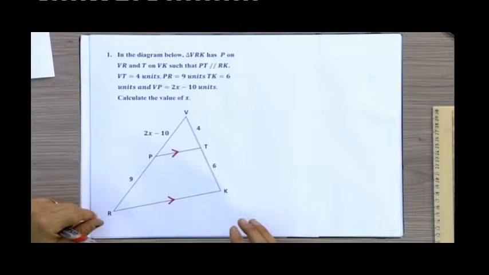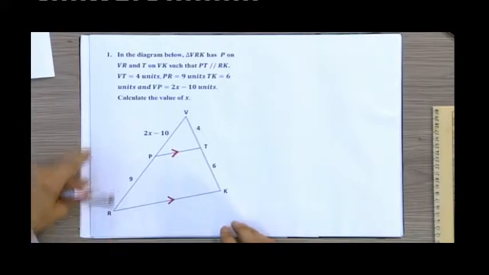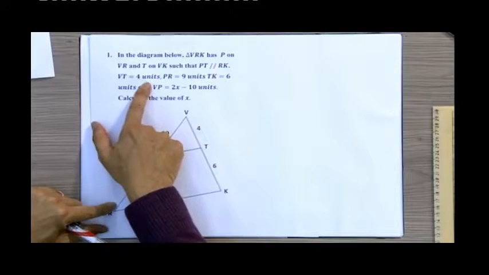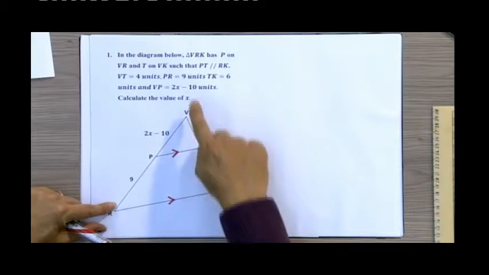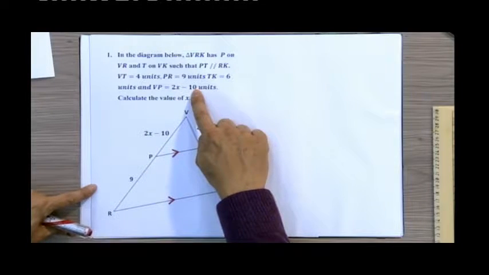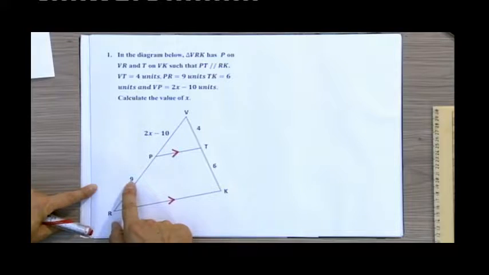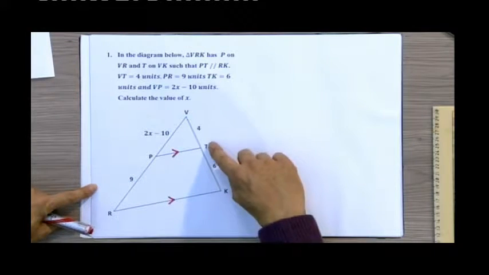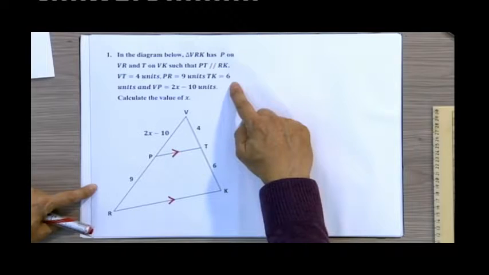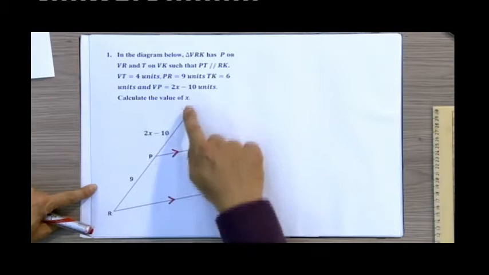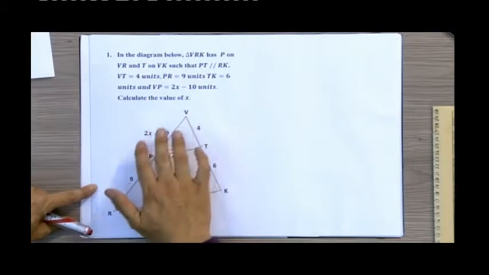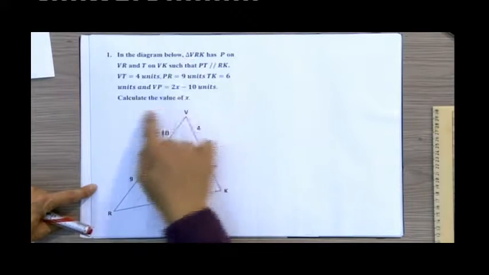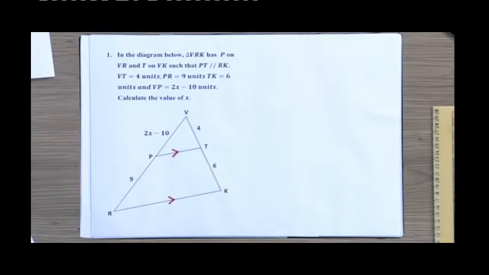Now what they give us also here, it says VT is equal to 4 units. That is the 4 over there. It also says PR is 9 units. There I wrote in the number 9 or the 9 units. TK is 6 units. And VP is 2x minus 10 units. Advisable learners, whenever they give you information, read, make sure you understand, and write the information on your sketch.